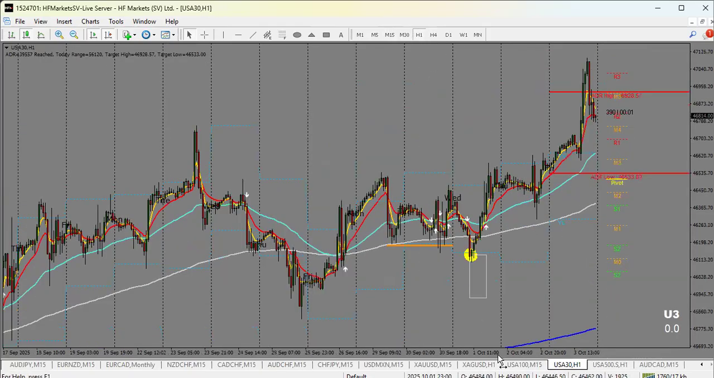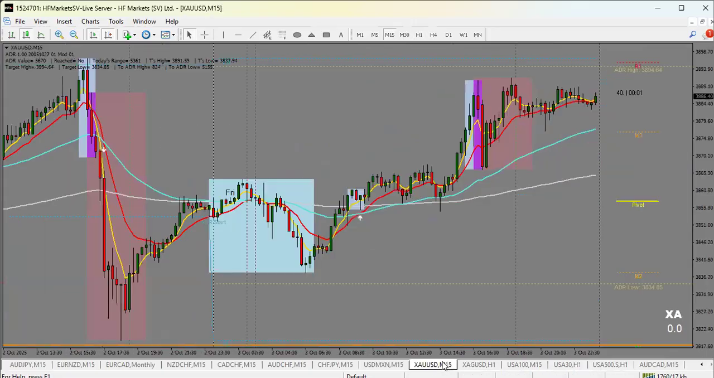So let's now jump right into our analysis for next week, and we'll be looking at the same pairs we've been looking at and analyzing for some time now. We have been following EURUSD, EURJPY, gold, GBPCAD, and USDZAR. So let us start with EURUSD as usual.